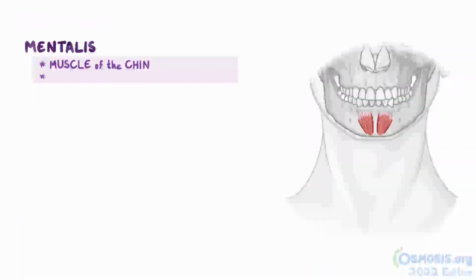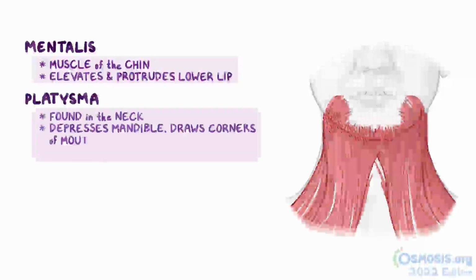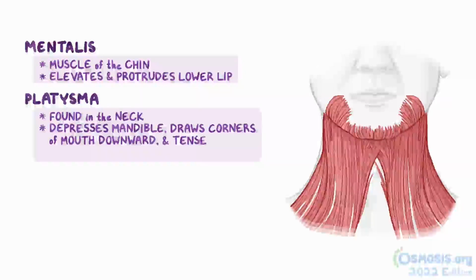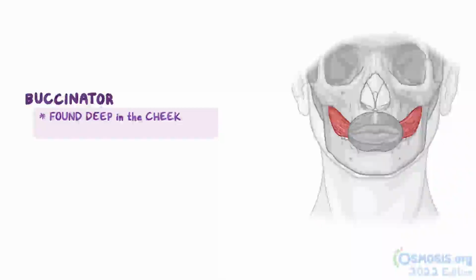The mentalis is a muscle of the chin and elevates and protrudes the lower lip. The platysma is found in the neck and depresses the mandible, draws the corner of the mouth downwards, and tenses the skin of the lower face and neck. Finally, the buccinator is a rectangular muscle found deep in the cheek and presses the cheeks against the teeth.